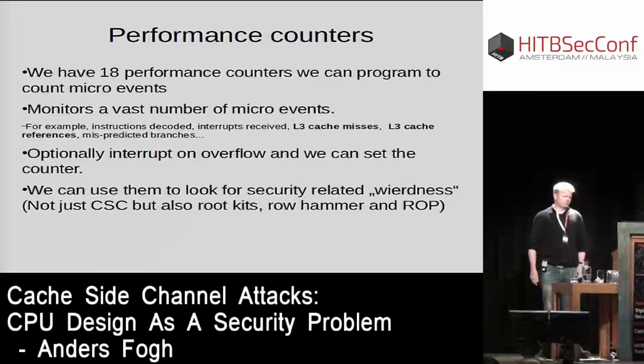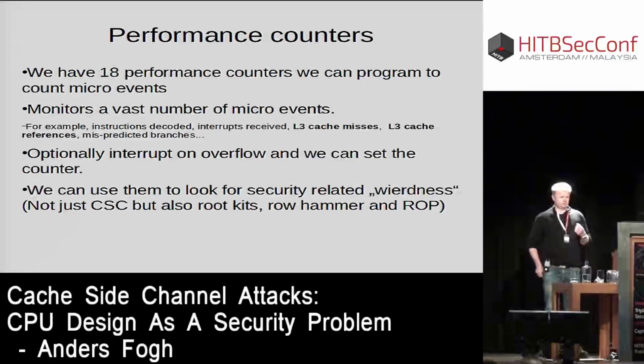First, we need to know something about performance counters. Performance counters are built into the CPU. We have 18 performance counters on modern Intels that we can program to count micro events. There are a lot of micro events that we can count, including instructions decoded, interrupts received, and, of importance to us, L3 cache misses and L3 cache references.